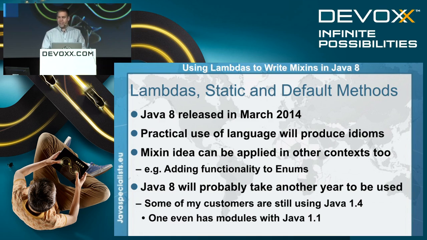Unfortunately, lambdas are a bit like generics were when they were first released in 2004. As people start to use them, they start to abuse them and overuse them in places where they really shouldn't be used. This idea with the mixin has application in other contexts too. I found one other application where I could add functionality to enums. I won't go into the details of that. But it's still going to take a little bit of time for Java 8 to really be used in a lot of production systems. Most of my customers are looking at it, but some are still stuck on 1.4. I've even got somebody who still has modules on 1.1. So I hope none of you are in that unfortunate position.